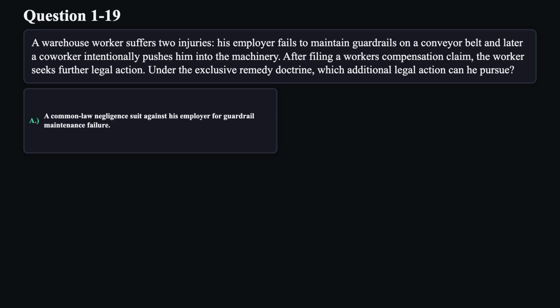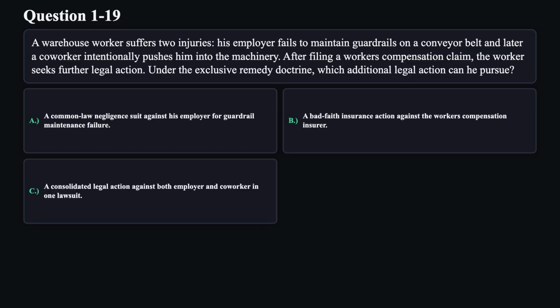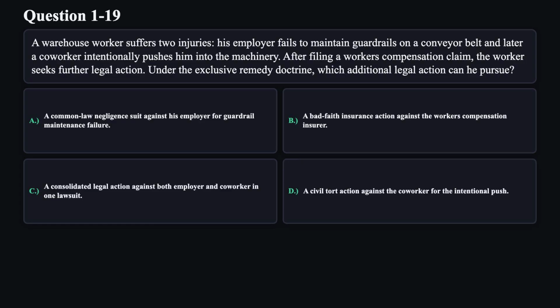A. A common law negligence suit against his employer for guardrail maintenance failure. B. A bad faith insurance action against the workers' compensation insurer. C. A consolidated legal action against both employer and coworker in one lawsuit. D. A civil tort action against the coworker for the intentional push.